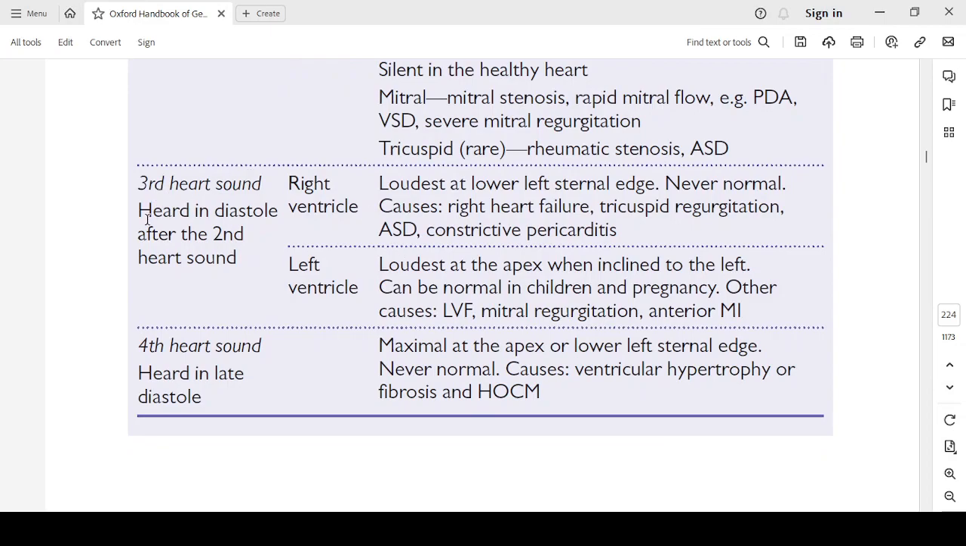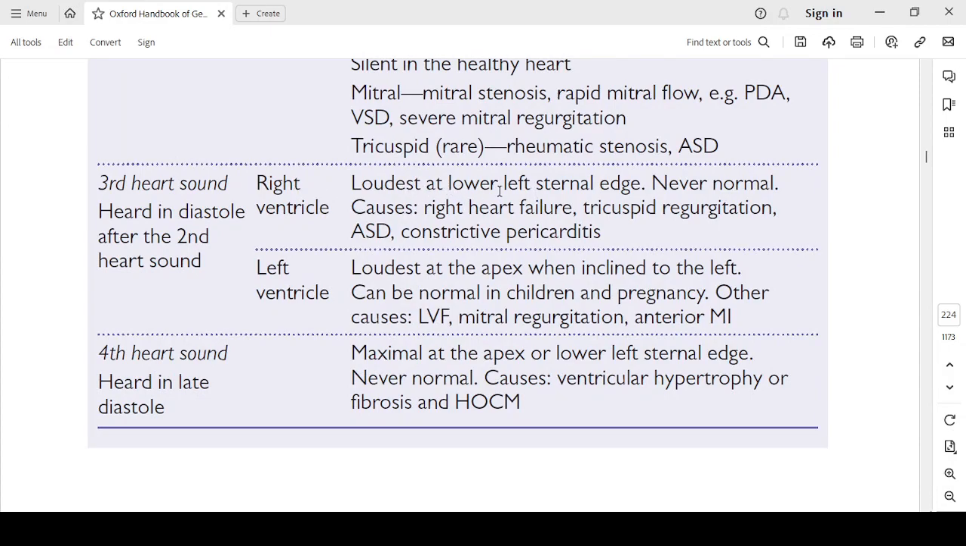Third heart sound, heard in diastole after the second heart sound. So, pathological sounds are the third heart sound and fourth heart sound. S1 and S2 are normal, S3 and S4 are pathological. Most important cause of a third heart sound, S3, is... If it is heard from the right ventricle, it is loudest at the left lower sternal edge and never normal. Causes are right heart failure, tricuspid regurgitation, ASD and constrictive pericarditis.